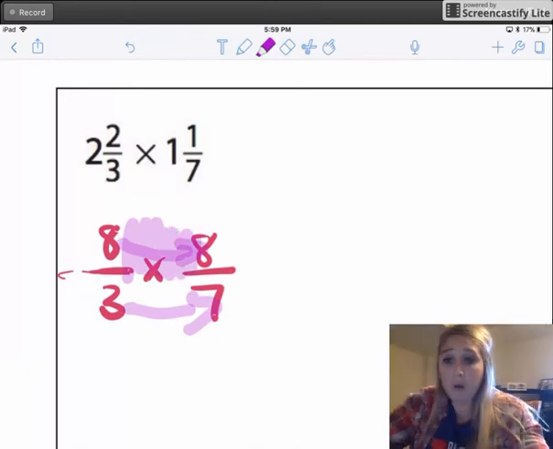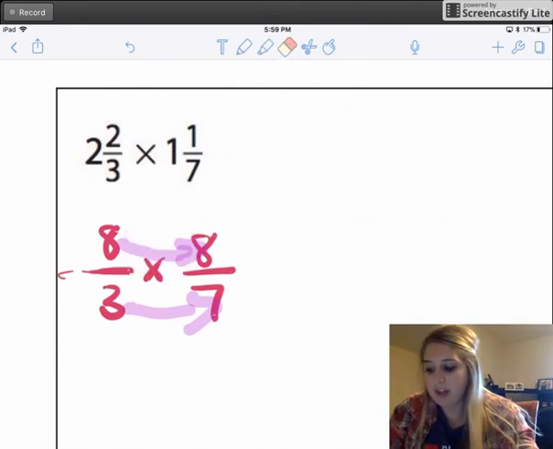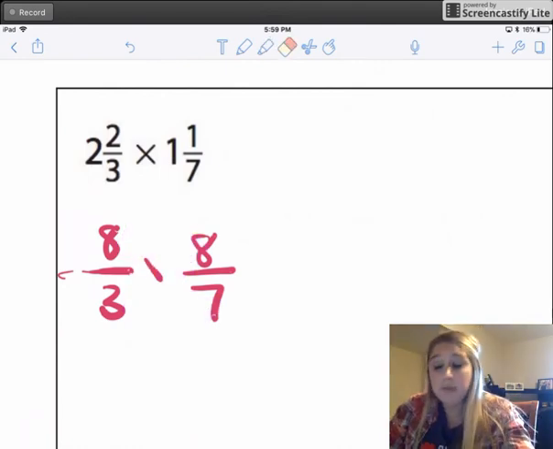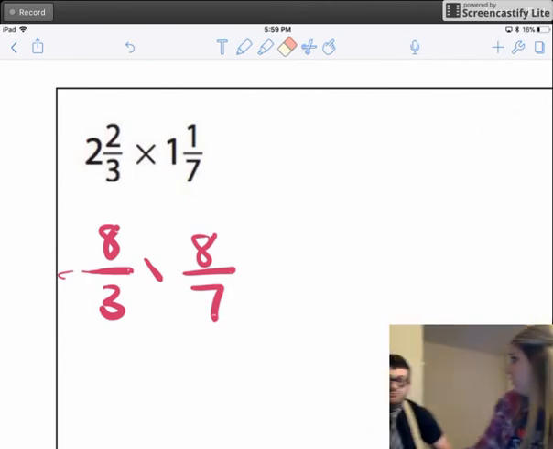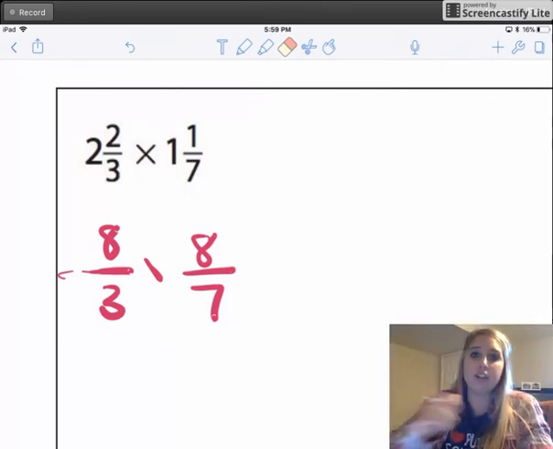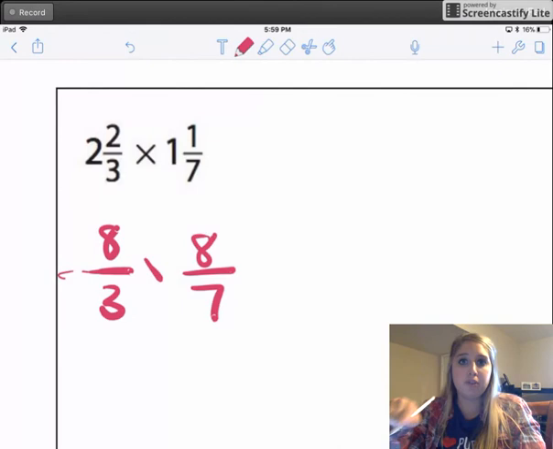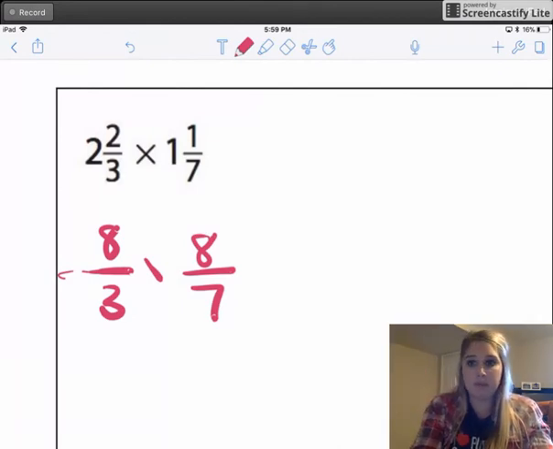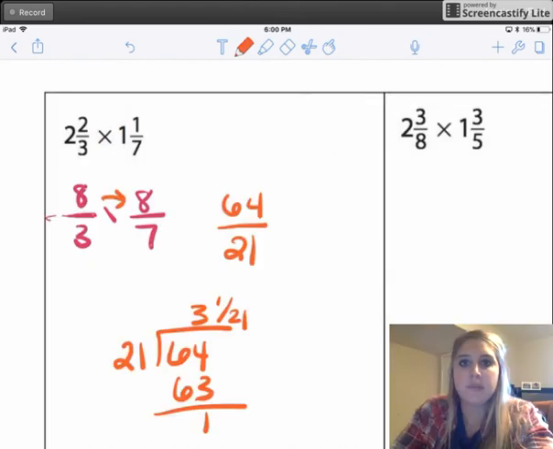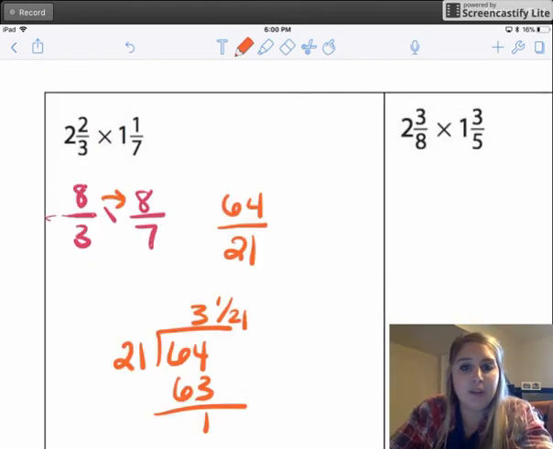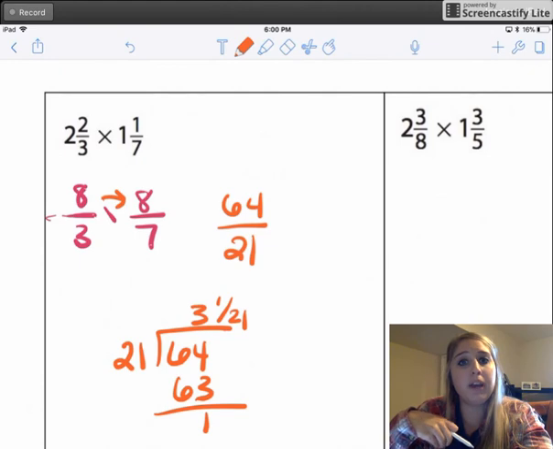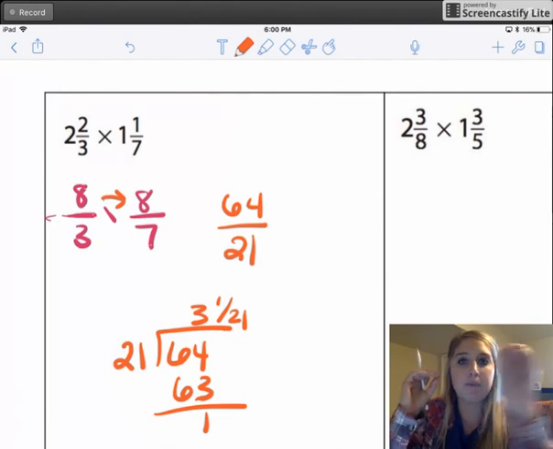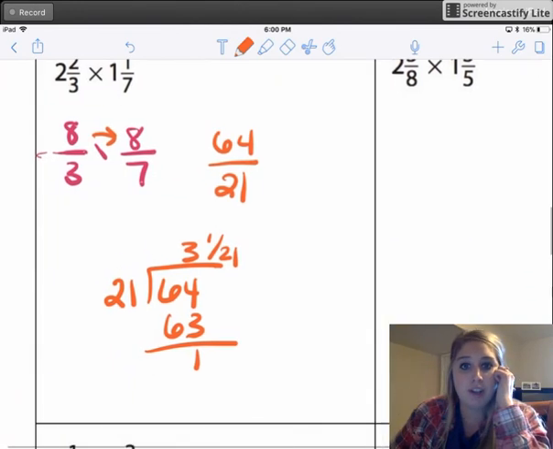So we can only cross simplify. We can't simplify straight. So I don't see anything that we can cross simplify. Do you, Dr. Factor? I do not. So you're going to just multiply straight there. Go ahead and multiply straight, and then I need you to take that improper fraction and make it into a mixed number for me. Pause your video and do that. All right, I got 64 over 21, and then when I went through and I found my mixed number, I got 3 and 1 over 21. So that's my mixed number, and I have my improper fraction.